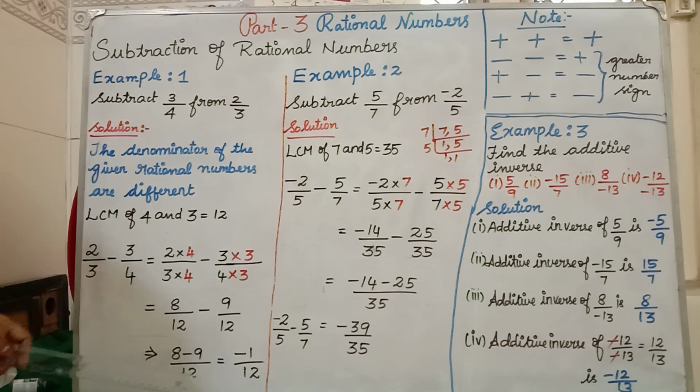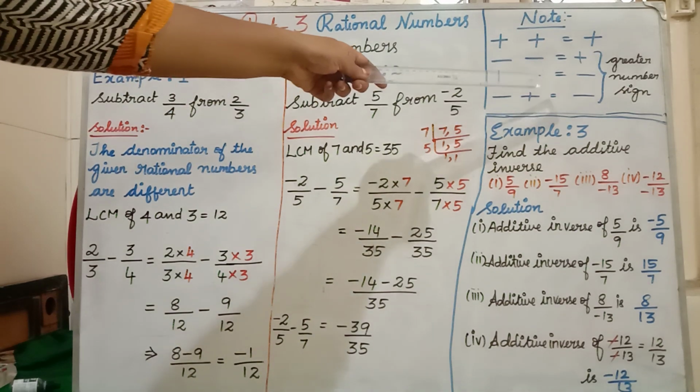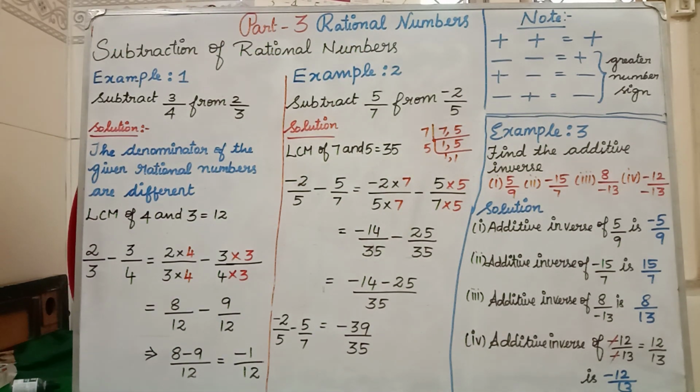8 minus 9. Okay, what sign do we have for 8? Positive. For 9, what sign do we have? Minus. So which category will it come in? Plus minus category. Plus minus category means what? We have to subtract. So 9 minus 8 is what?